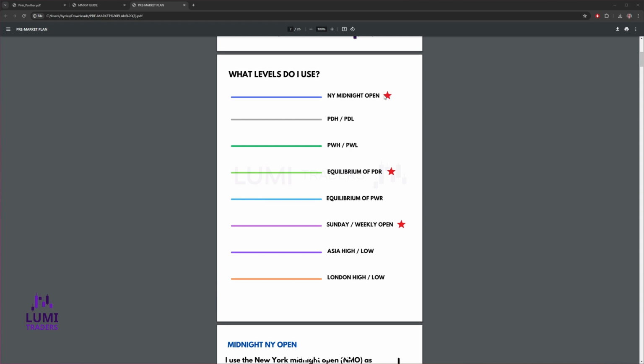As you can see, we have red stars right here. These are the three main levels that I need to use to understand where the market is going to go during the AM New York session, meaning from 9:30 to 11 AM New York time.